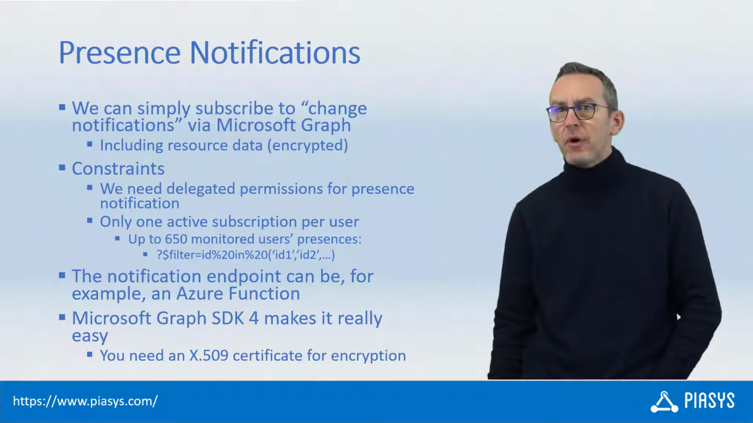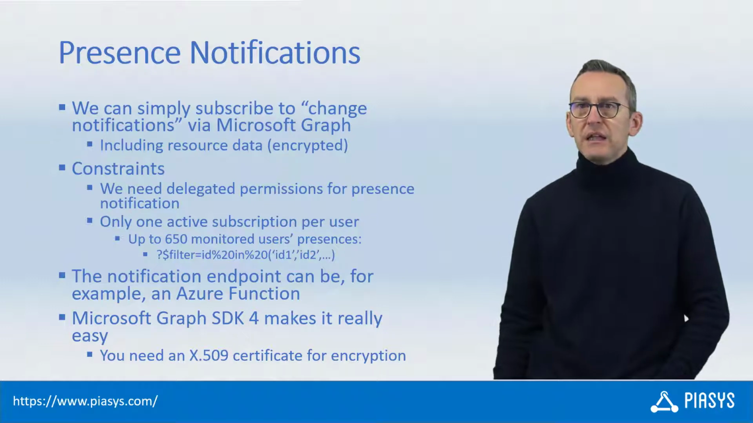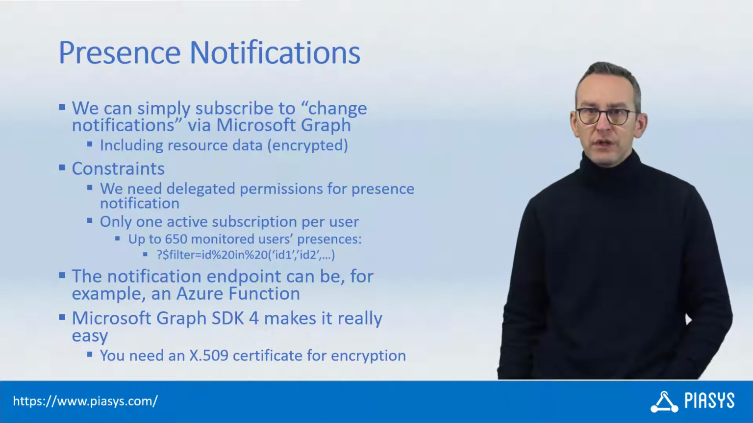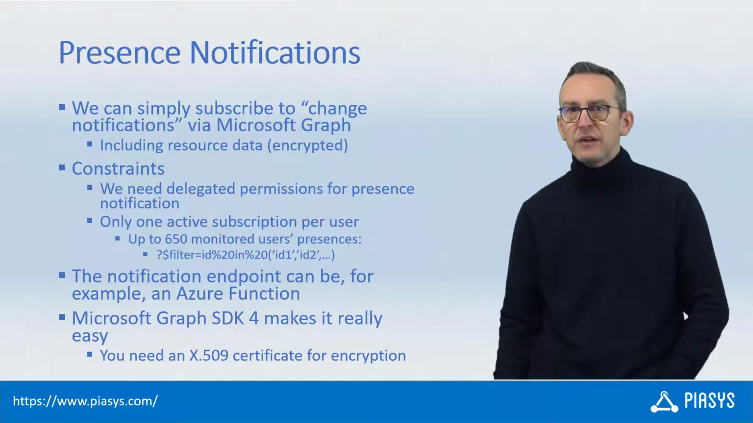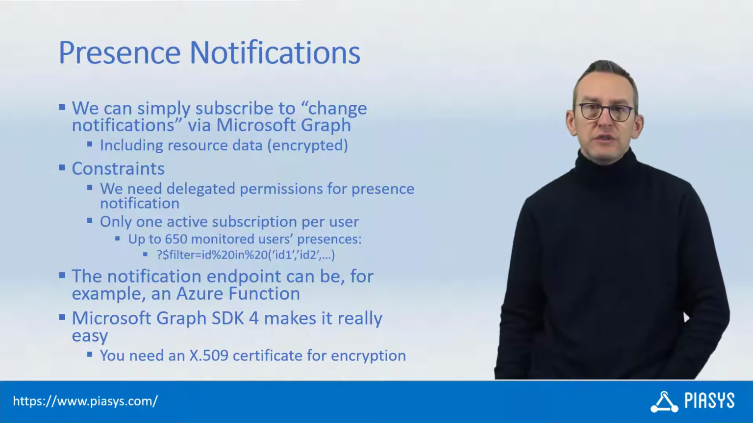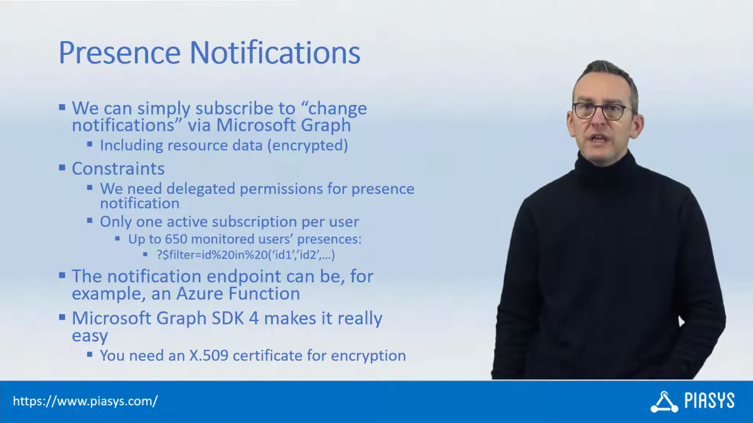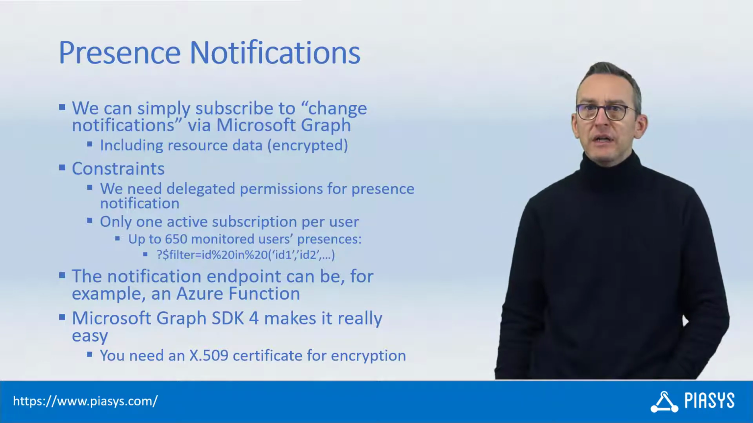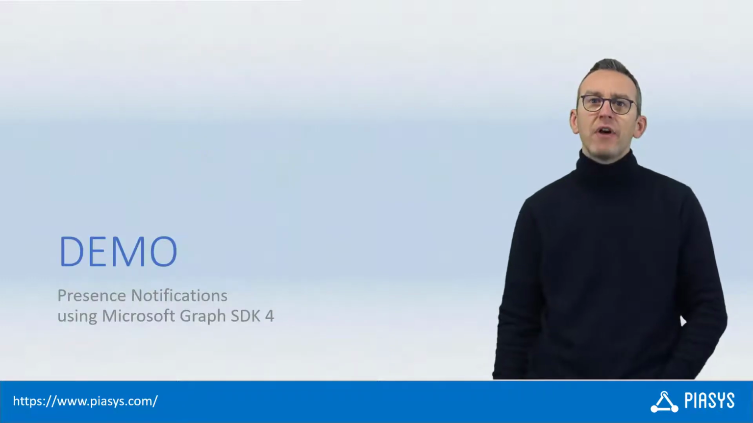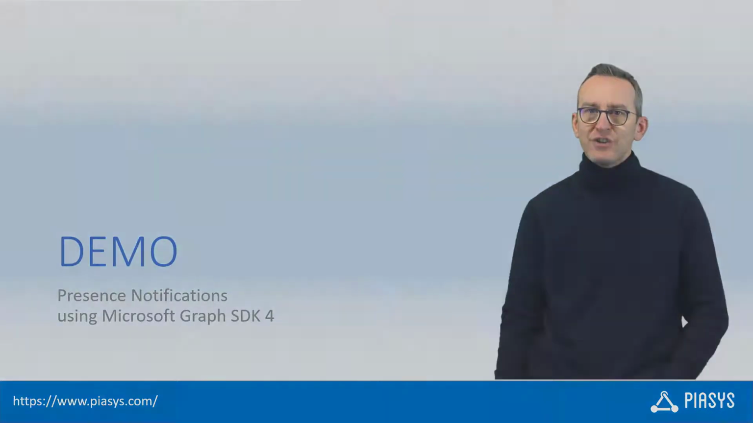The notification endpoint can easily be an Azure function that you can define, and I will show you an example shortly. And once you have done that, you will simply need to use the Graph SDK 4 to easily provide the encryption and decryption certificate in order to get access to the encrypted data about the presence notifications. So let me move to the demo environment and let me show you how to do that in action.